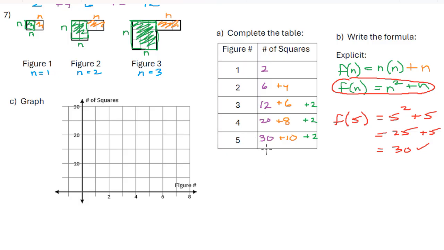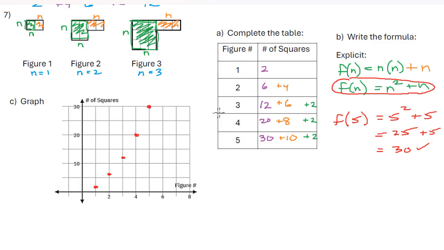Last thing, classes, let's graph this. This should not be a big issue for you. Take a look at this. For figure 1, we're at 2. Well, this is 5 and this is 10. 2 is going to be somewhere around here. For 2, we've got 6. That's right above 5. For 3, we have 12. That's 2 above 10, so right there. For 4, we have 20, which is right here. And for 5, we have 30, which is right here.